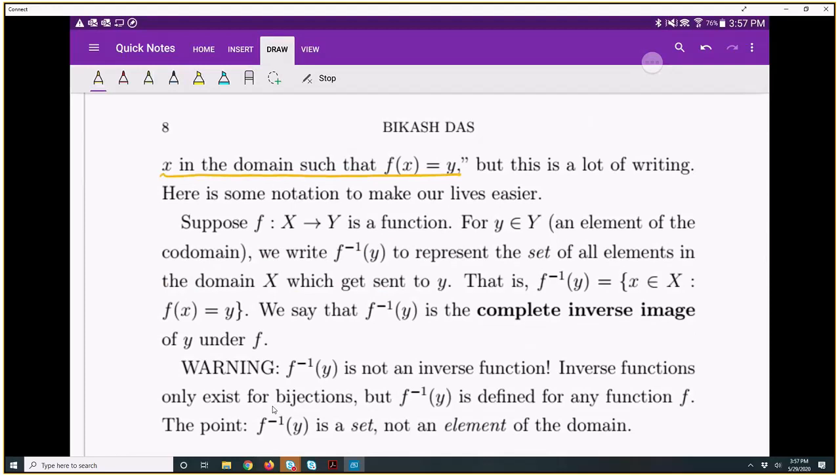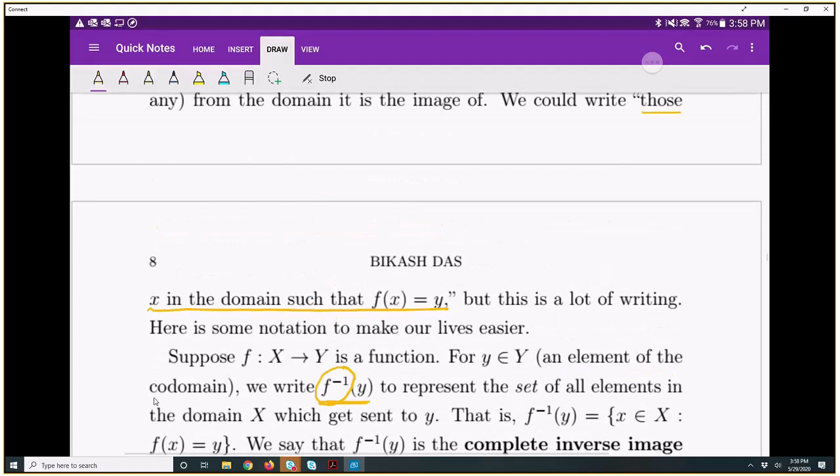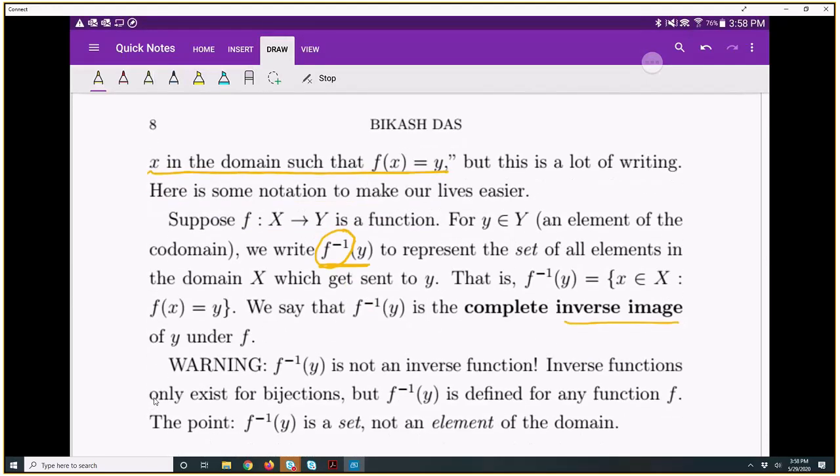So we're going to use the notation f inverse of y, but we want to make sure that we clearly understand that this is not talking about an inverse function. Not all functions have an inverse function, which we know from our algebra class, but for every function, we can define this inverse image. So it's unfortunate that the notation looks the same, but for our purposes, we want to clearly understand that when we're talking about the inverse image, we're talking about the set of all x in the domain that map to a particular y. So the inverse image is going to be a set.